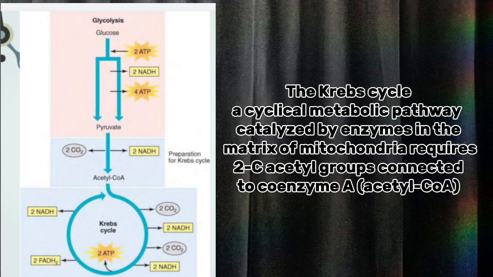Next is the Krebs cycle. What is the Krebs cycle? The Krebs cycle is a cyclical metabolic pathway catalyzed by enzymes in the matrix of the mitochondria. It requires a 2-carbon acetyl group connected to coenzyme A. In this process, glycolysis first produces 3-carbon pyruvate. We release 2 CO2 and 2 NADH, giving 2-carbon acetyl-CoA, then it combines with oxaloacetate to start the new cycle. Hydrogen removed is transferred to NAD+, forming NADH.